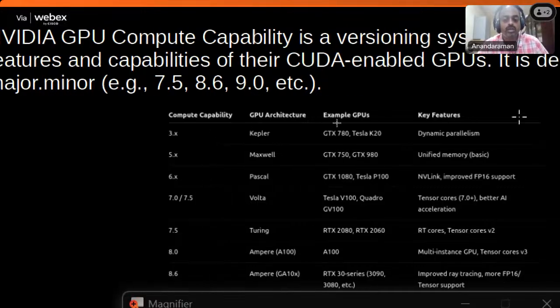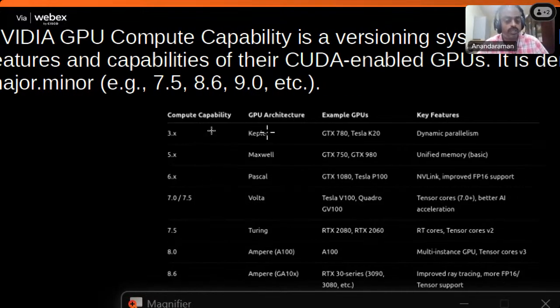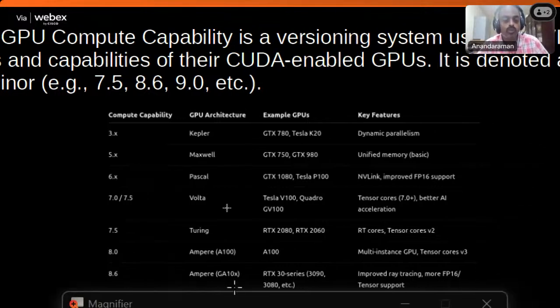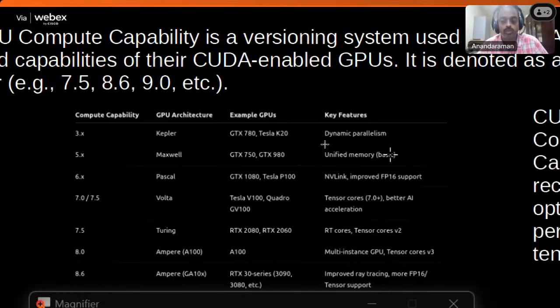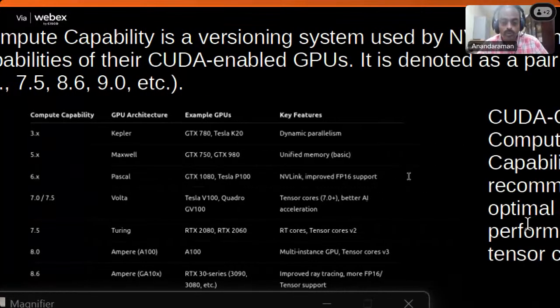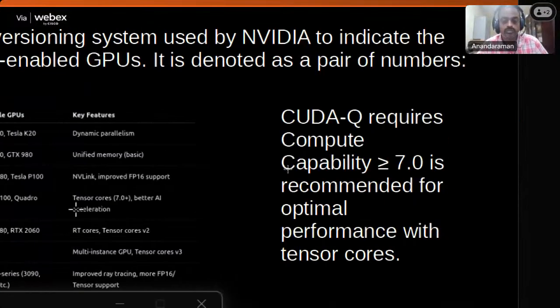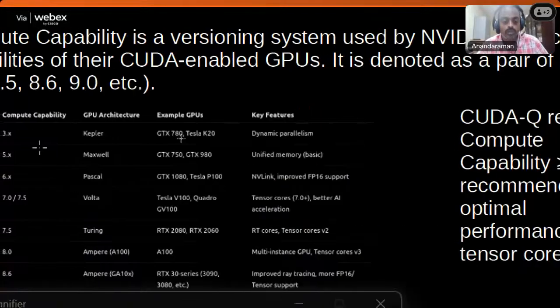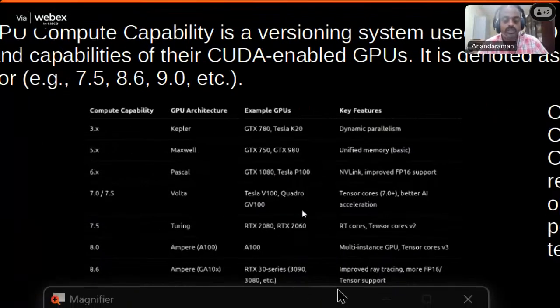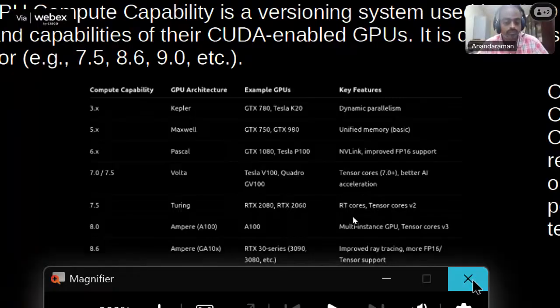So we have Kepler architecture, Maxwell architecture, Pascal, and many different types of GPU cards. Your CUDA-Q will run after 7. So while purchasing you have to be very careful, otherwise the CUDA program will not run. It is better to go with 8 and above because they are changing frequently.